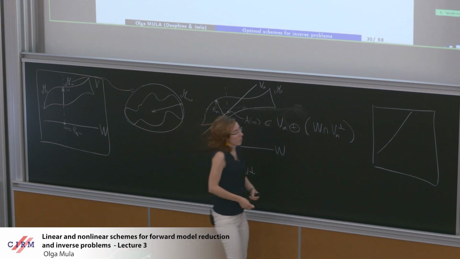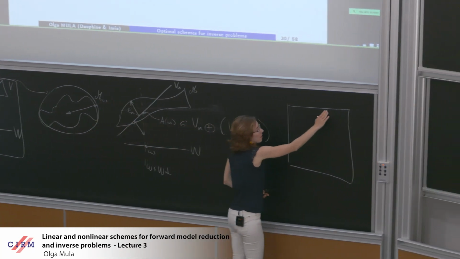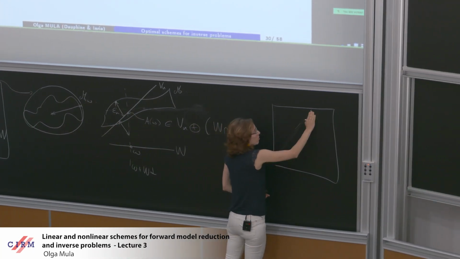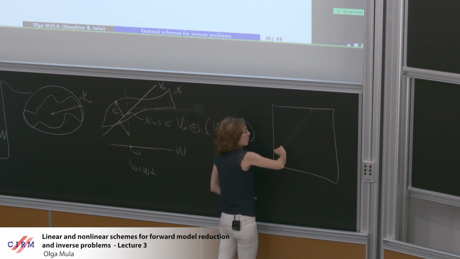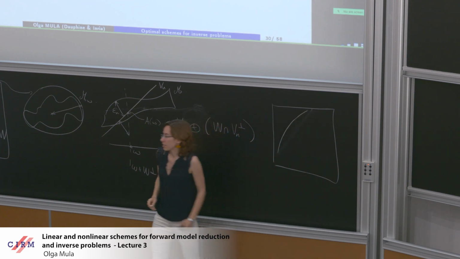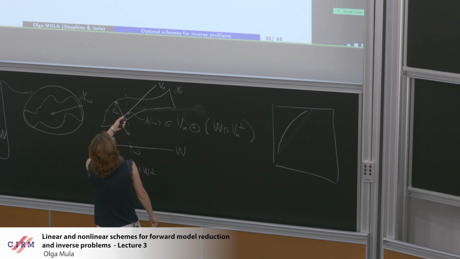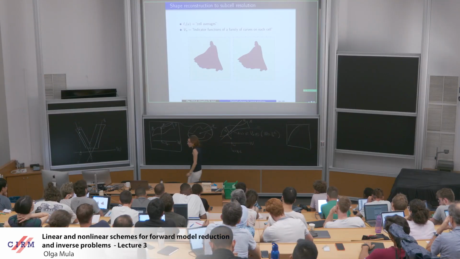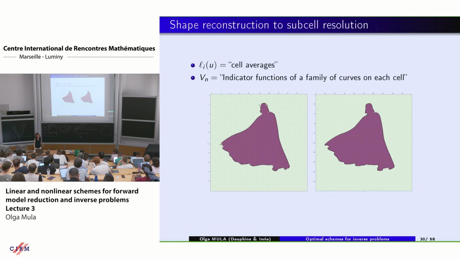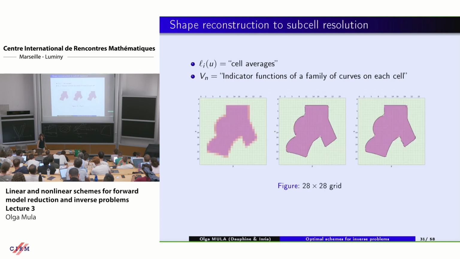Beyond working with only lines, we can work with higher order polynomials, for example, parabolas. And we can get a better approximation. Here we are using parabolas, and we see that the approximation improves. So this is a very funny example that we have produced.